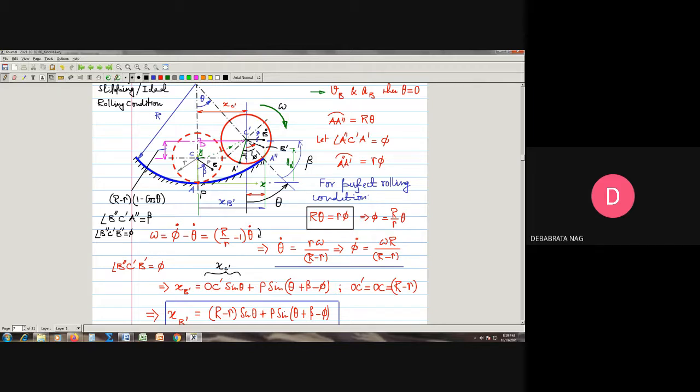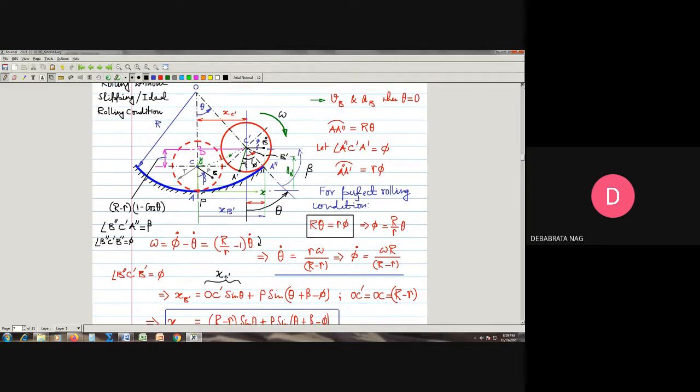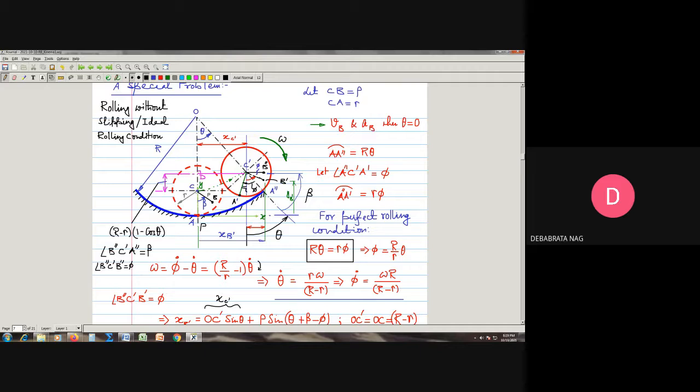Now how are we going to calculate xc dash? That is simple. First calculate this OC dash. So OC dash is how much? OC dash is going to be equal to OC definitely, and that is equal to capital R minus small r. So this distance OC dash is capital R minus small r, and this angle is theta. So quite naturally this much distance, that means xc dash, correct? So this xc dash will be equal to OC dash into sine of theta.